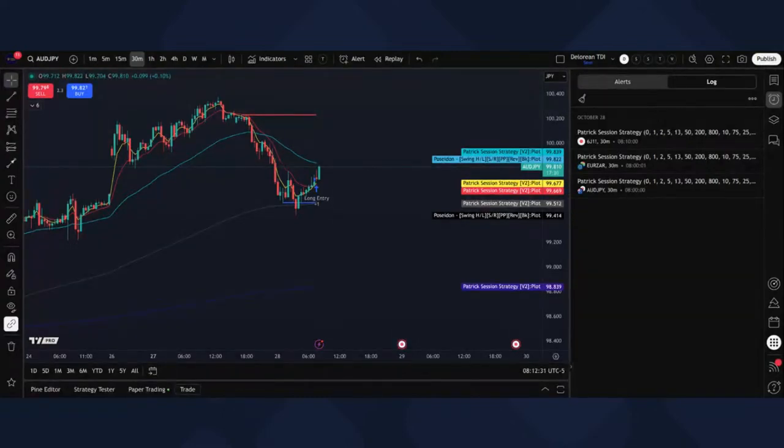So we got 3 trades queued on the 30-minute confirmation. Those will mark off. 2 others will mark off at 8:30. One will mark off at 9 o'clock. And we'll enter those 3 trades.